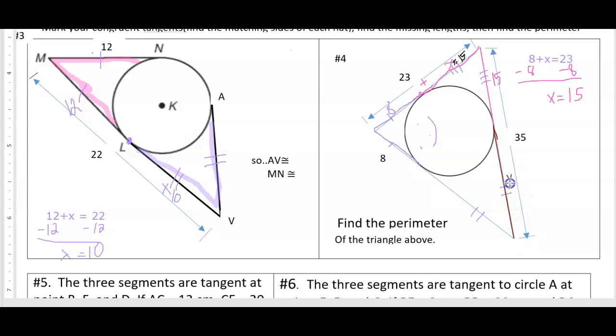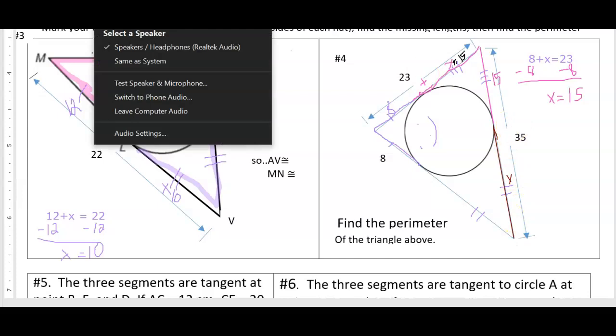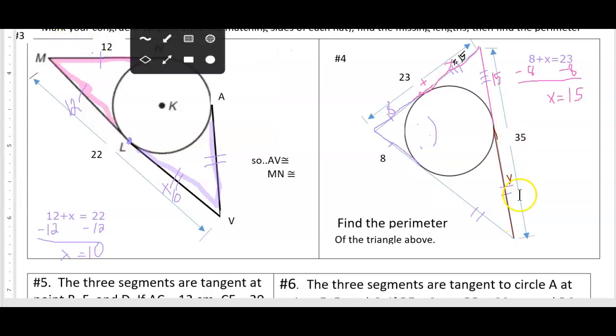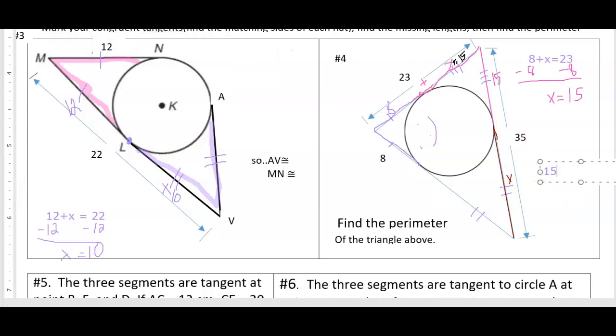So 15 plus what gives me 35? I'm going to write that down. 15 plus, I could put a question mark, I could put whatever, equals 35. And then you solve that, right? Same steps, you're going to subtract.